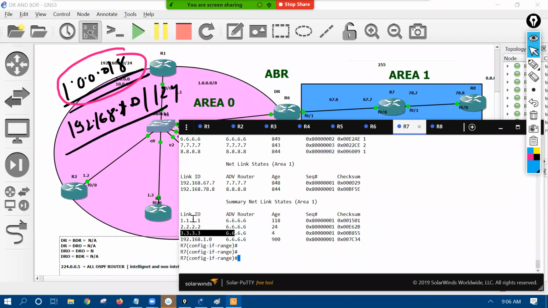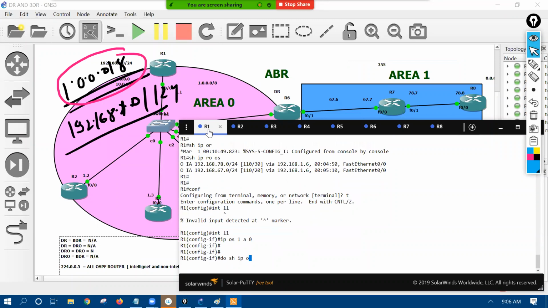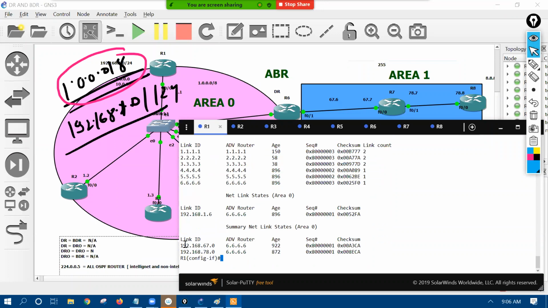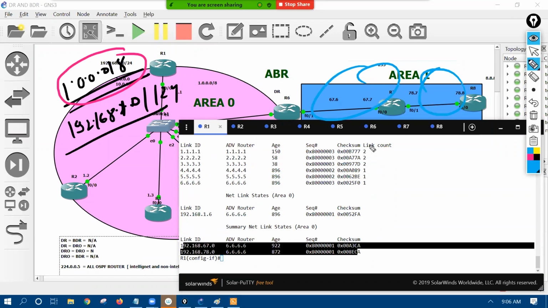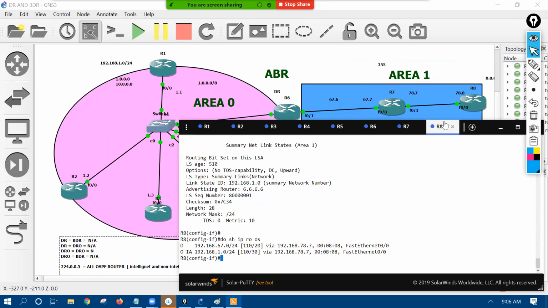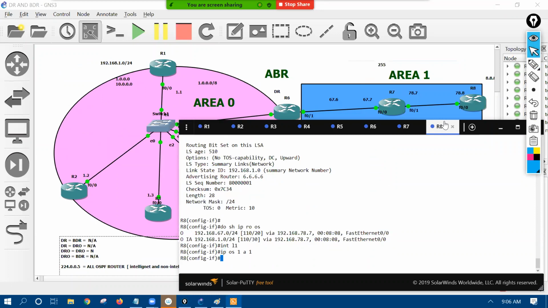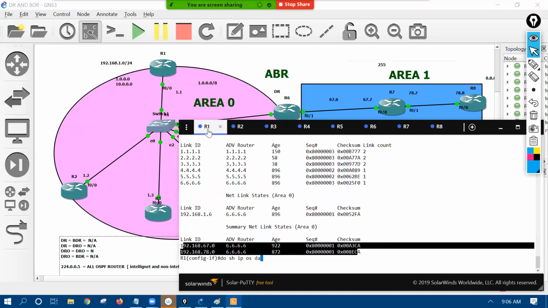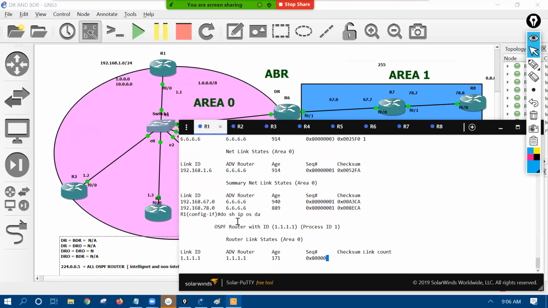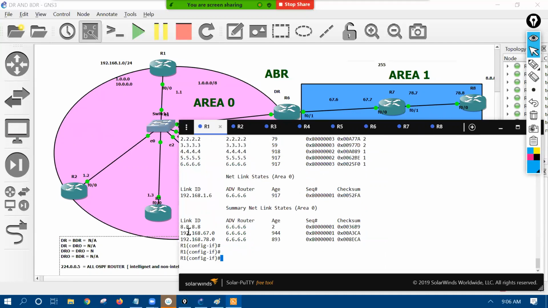And if you go on R1 right now, how many summary LSAs will be there from area 1, 2? Let's do one thing. Let me advertise the loopback on R8. Now come back to R1. It has a separate summary LSA. So what is a summary LSA? It's an LSA type 3 that contains the network ID information. The link ID here represents the network ID. So each network is represented by a separate summary LSA.